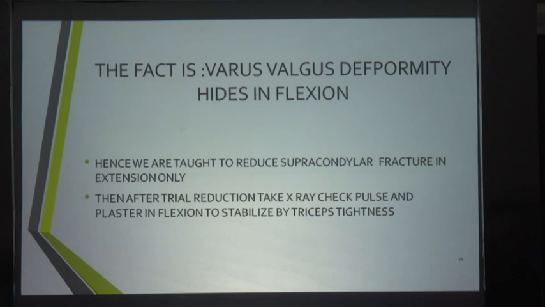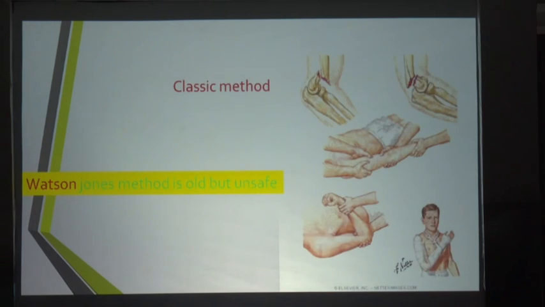The fact is varus valgus deformity is hidden in flexion. Hence we are taught to reduce supracondylar fracture in extension only. It has been told that you should make a visibly proper reduction in extension so that you see there is no varus. Varus is the main problem. Then after trial reduction, take X-ray, check pulse, and plaster in flexion to stabilize by triceps tightness. This was the classic Watson-Jones method. You give traction straight away, then flex and give plaster.